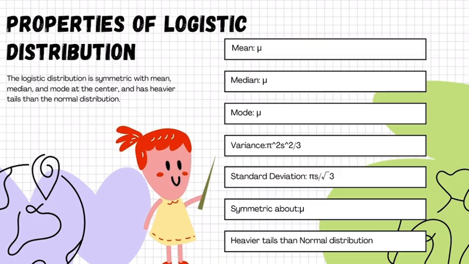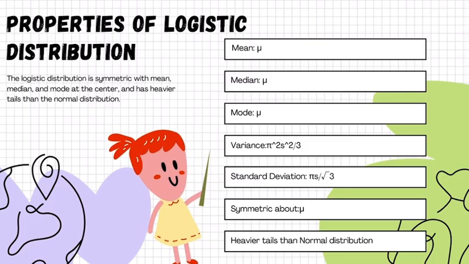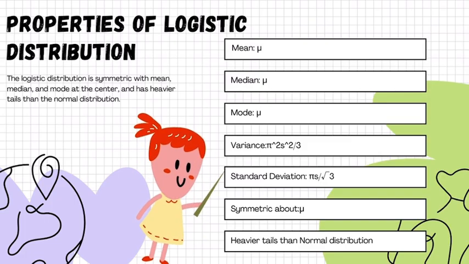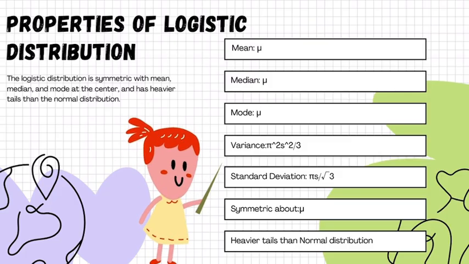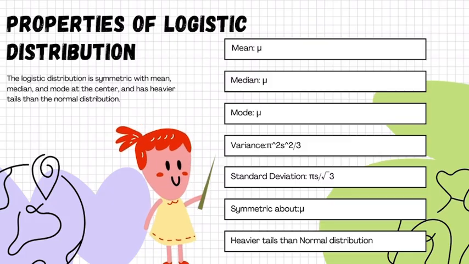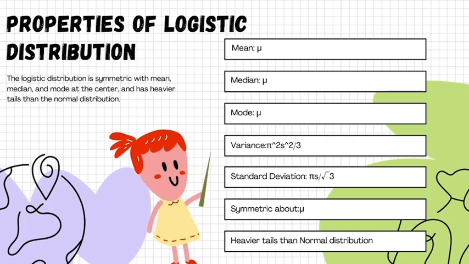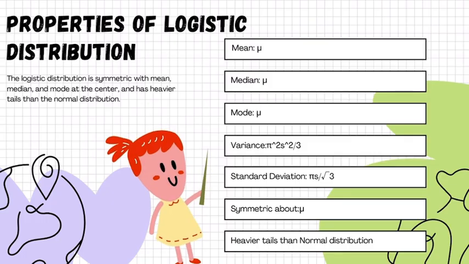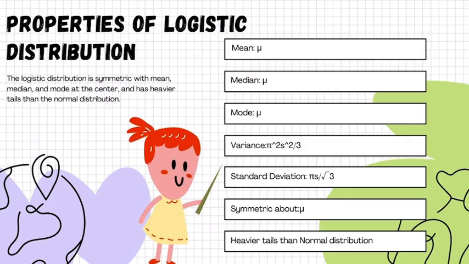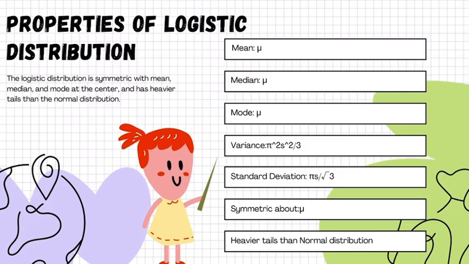Now let's have a look at variance. Variance tells us how spread out the data is. Big variance, wider curve. Small variance, narrower curve. Here s controls the scale, so large s means more spread, smaller s means a tighter curve. Now let's have a look at standard deviation. Standard deviation is just the square root of variance. It also measures spread. Again, bigger s means more spread, smaller s means less spread.